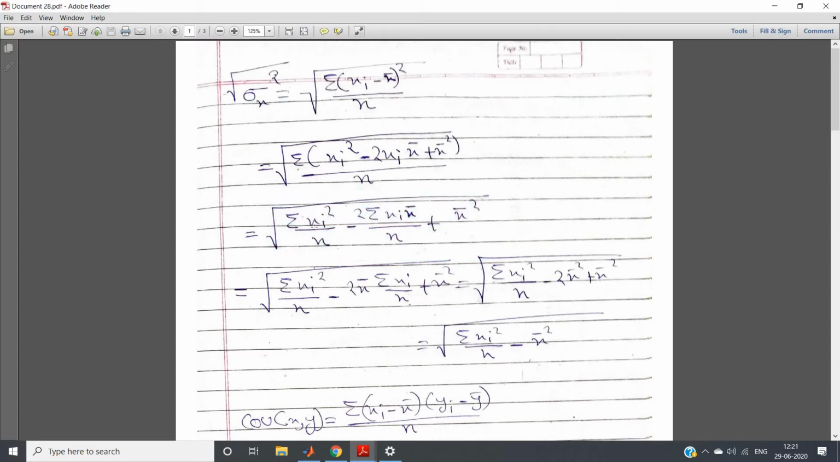Okay, what is this? Summation over xi square by n, minus 2 summation over, minus 2 is a constant, so it comes outside of the summation, minus 2 summation over xi times x bar by n, plus x bar square. And now you may think, why have I not written x bar square by n, right? Because the reason is quite simple.